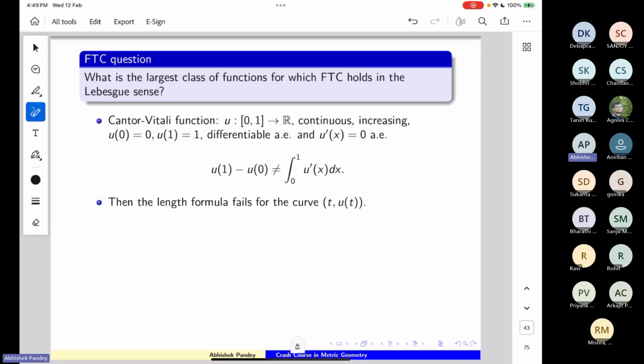Let us recall the Cantor-Vitali function. This was constructed by Vitali. This is a function which is continuous, increasing, and at the endpoints u of 0 equals 0 and u of 1 equals 1, and it is differentiable almost everywhere, and u dash x is basically 0 almost everywhere. It is constant almost everywhere, but the formula doesn't hold.